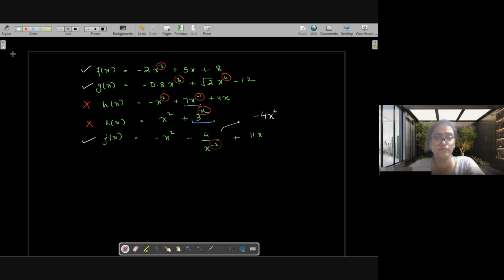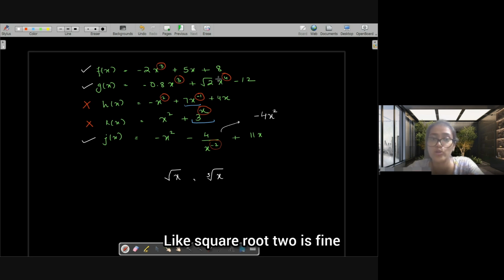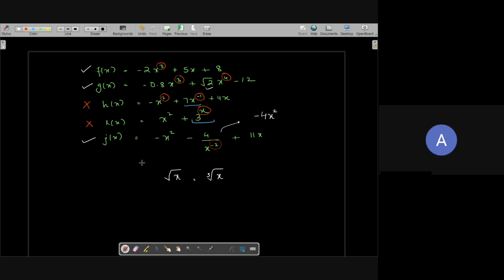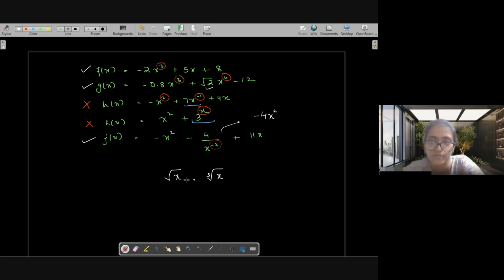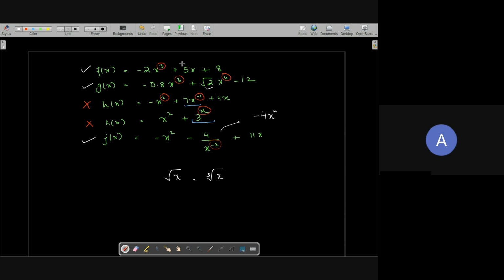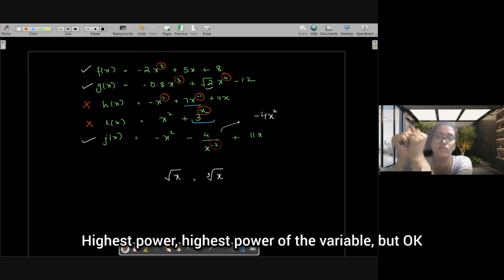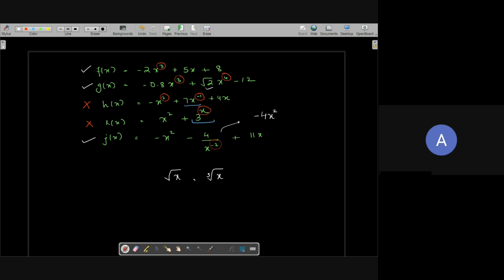Okay, and what about if you have a square root or a radical on the variable? Like square root 2 is fine, but what if the root is on the variable? Then I don't think that would be allowed. Why? Isn't 3 the degree of x? No, degree is the exponent of the variable, the highest power of the variable.